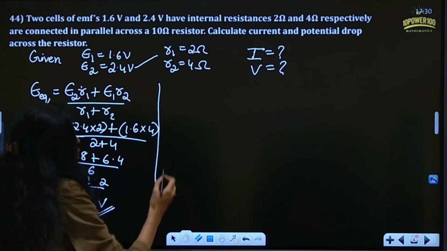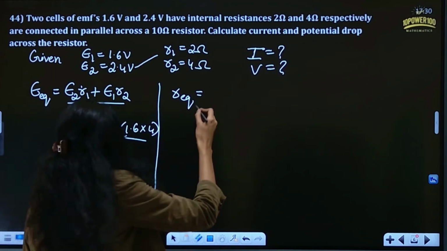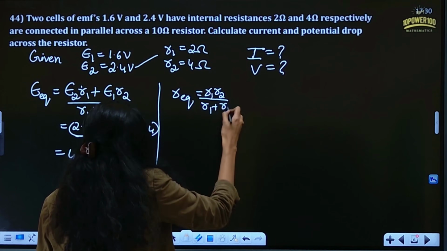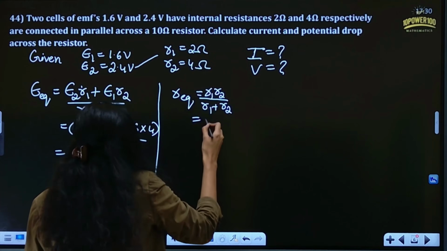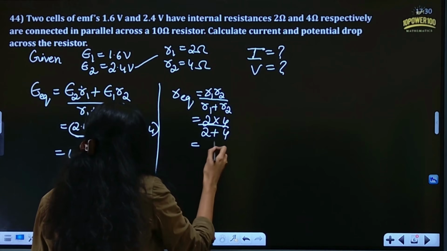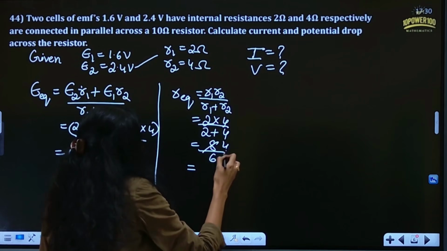Similarly, let us find the equivalent internal resistance. The formula is R1 R2 by R1 plus R2. So R1 into R2 is 2 into 4 by 2 plus 4. You will get 8 by 6. 2 4s are 8, 2 3s are 6.